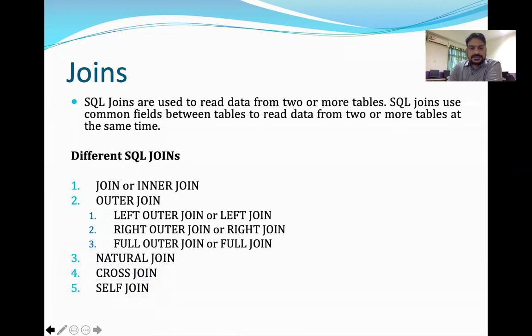If you see, the inner join is totally different. For the natural join, this is the symbol. For the cross join, this is the symbol. For left outer join, this is the symbol. For right outer join, this is the symbol. And for full outer join, this is the symbol.